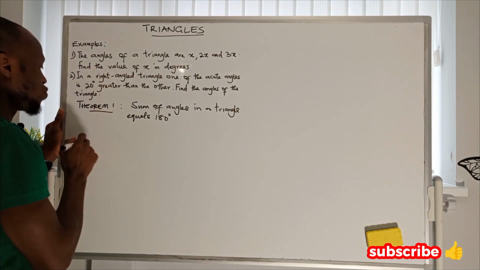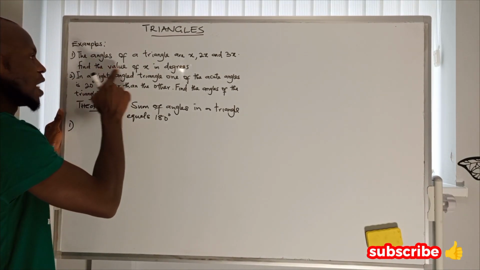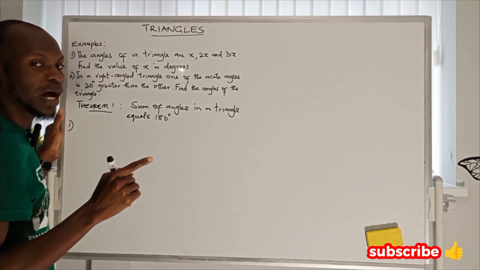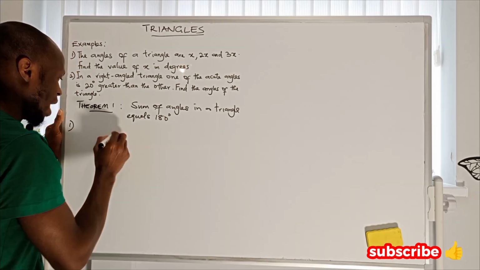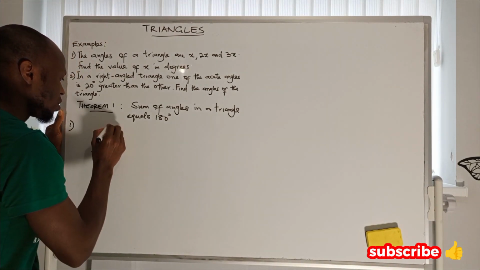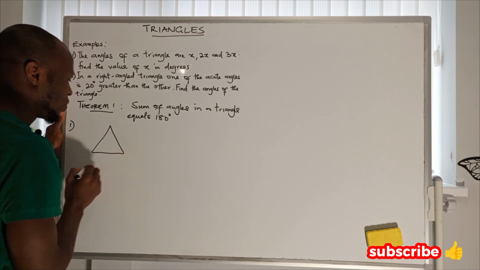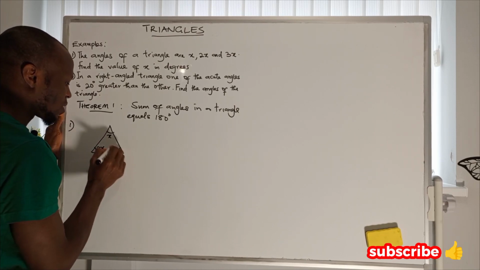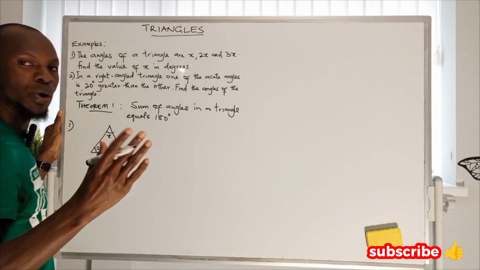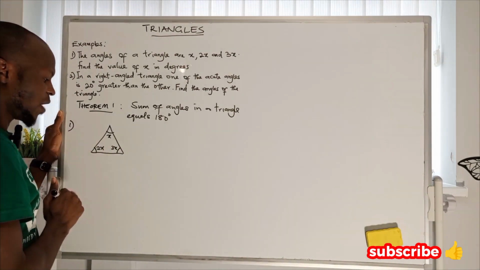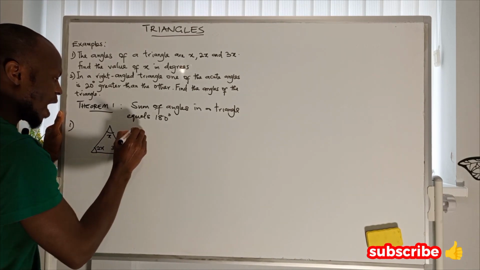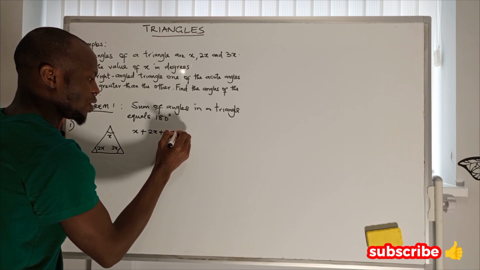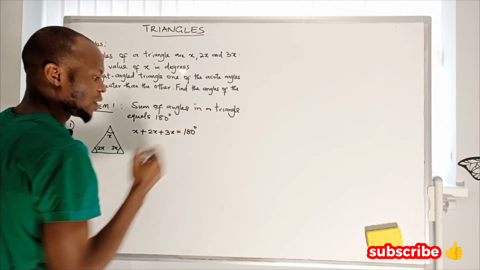Okay, we are told, question one, that the angles of the triangles are x, 2x, and 3x. We are asked to find the value of angle x. Assuming that this is our triangle, one of the angles is x, another is 2x, and the third is 3x. So we are told to find the value of x. So what will we do? We say x plus 2x plus 3x will be equivalent to 180 degree.